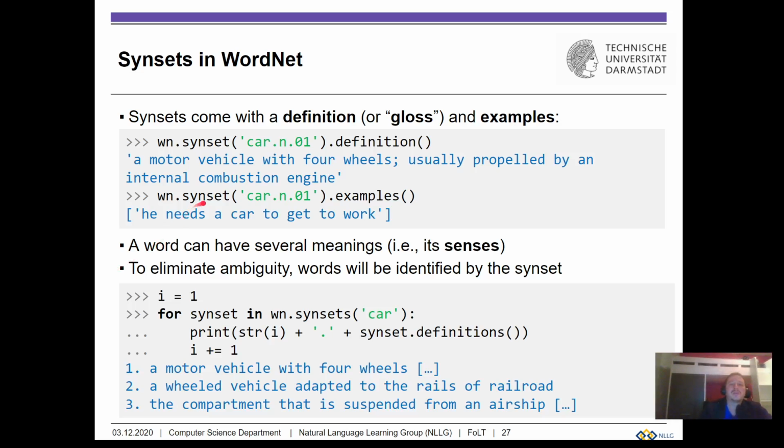So we can go to our use case of car.n.01 and check its definition, and WordNet will tell us this is a motor vehicle with four wheels, usually propelled by an internal combustion engine. We can also look at example use cases of how the words in the synsets would be used. For example, he needs a car to get to work.